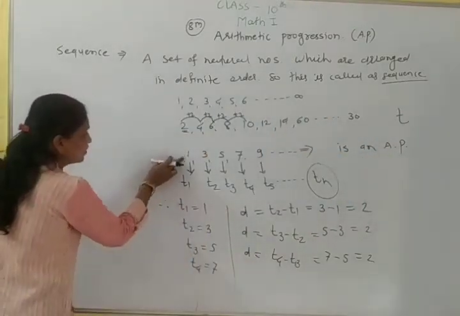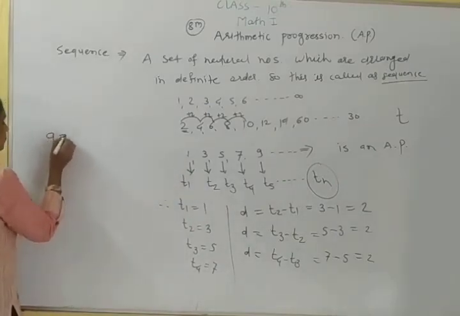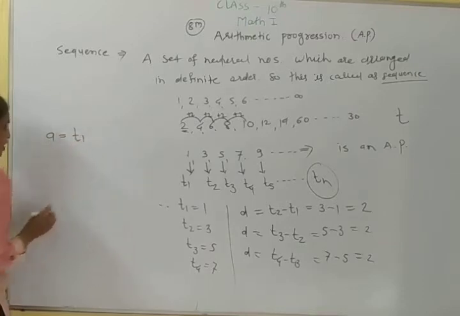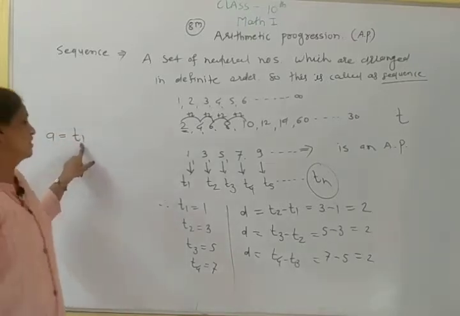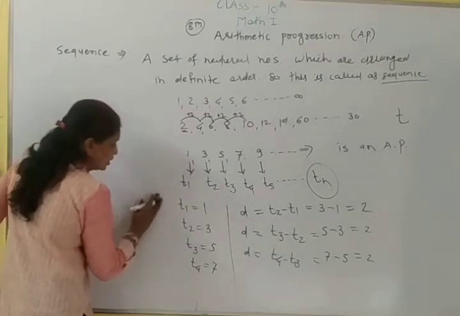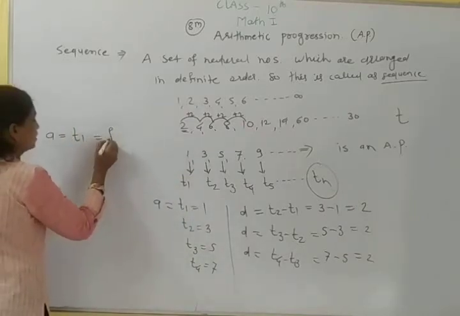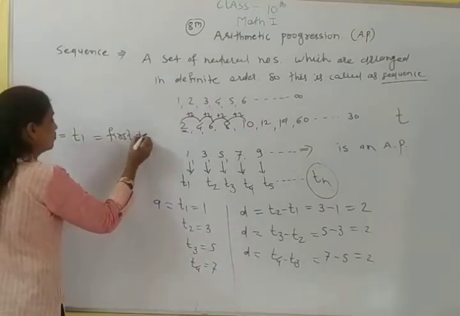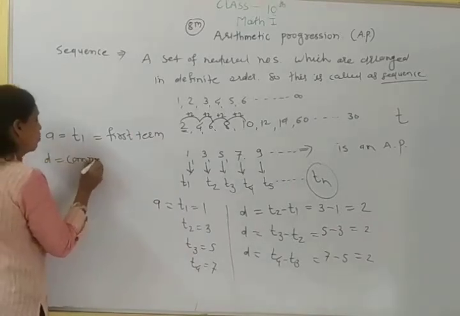So here T1 means first term. The first term is denoted by A. A equal to T1, means first term, and T1 is also denoted by small a. Here A equal to T1 equal to 1, and D equal to common difference.